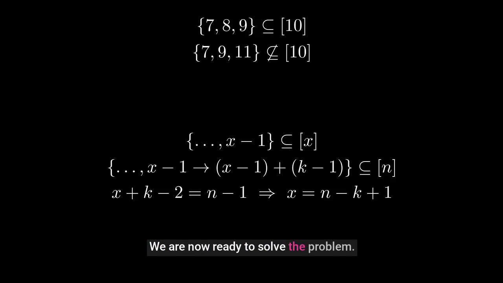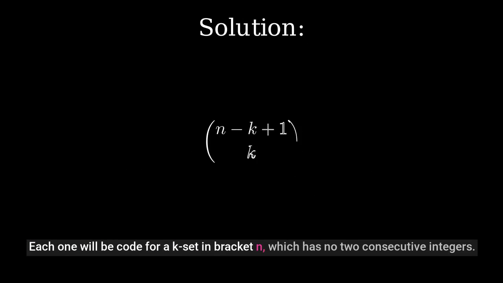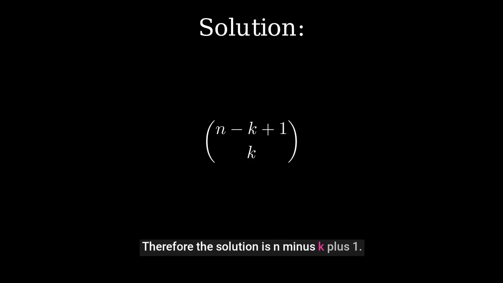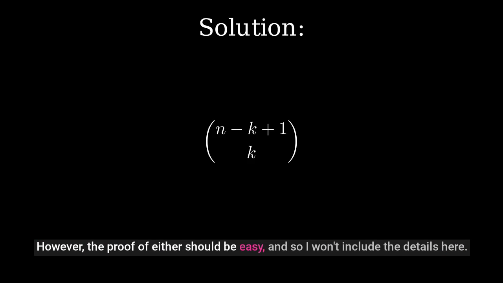We are now ready to solve the problem. We will choose k-sets from bracket n minus k plus 1. Each one will be a code for a k-set in bracket n, which has no 2 consecutive integers. Therefore, the solution is n minus k plus 1 choose k. To be fully rigorous, we would need to prove that the map is both surjective and injective. However, the proof of either should be easy, and so I won't include the details here.